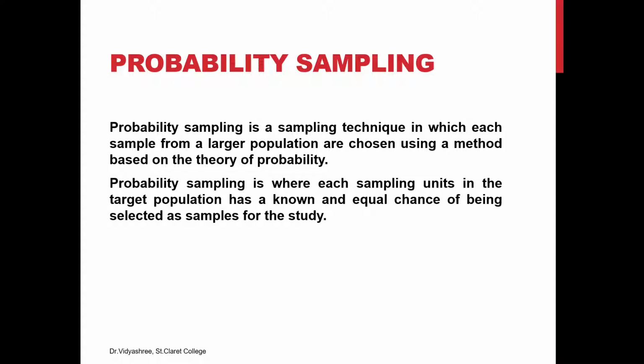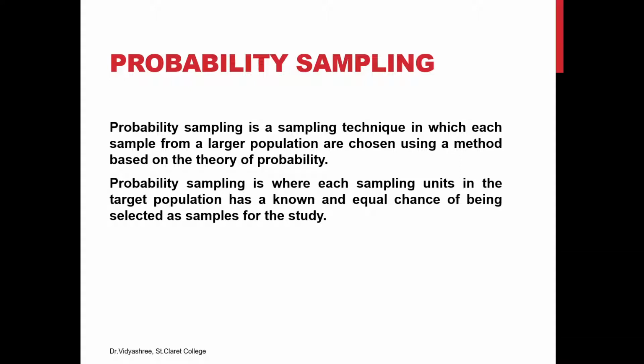The meaning of probability sampling is that in the sampling frame, if every sampling unit is known and has an equal chance of being selected as a sample for the study, then it is called probability sampling. For example, if there is a class of 50 students and a sample of 5 people needs to be drawn, each one of the 50 students in that classroom is known and has an equal chance of being selected as a sample for the study. That is probability sampling.